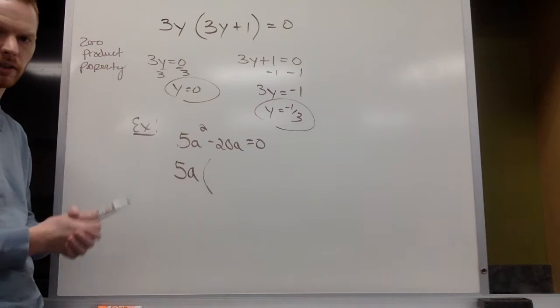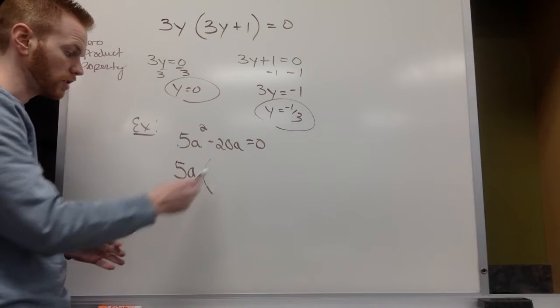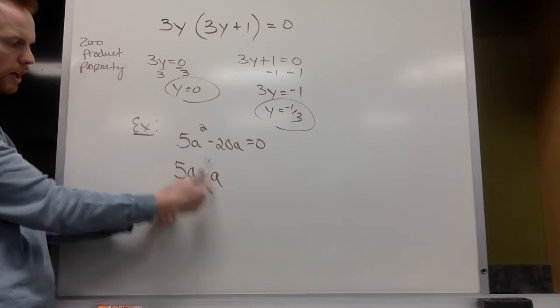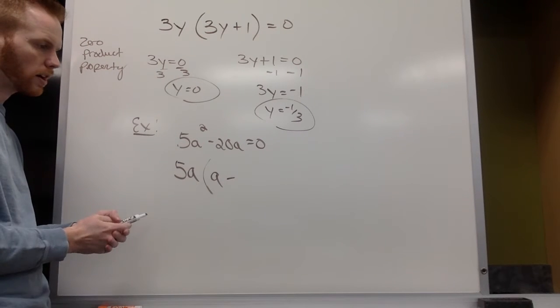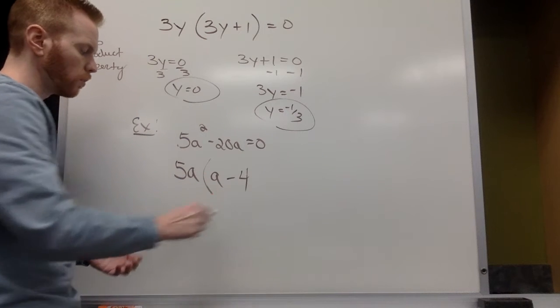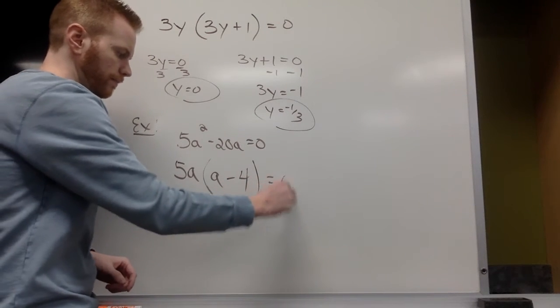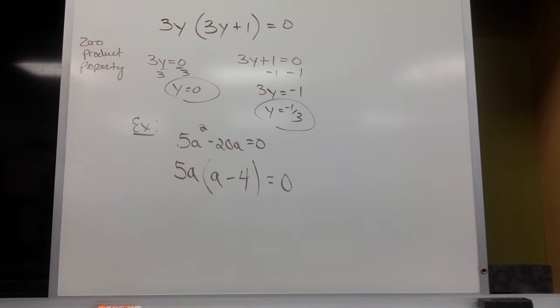And when I do this, it's pretty much division. 5a squared divided by 5a is just a. That's the only thing I got left. If I multiply, I get the original. Okay, over here, negative 20, factor out a 5, you get a 4. They factor out, I'm done. Once again, 5a times negative 4 gives me negative 20a.